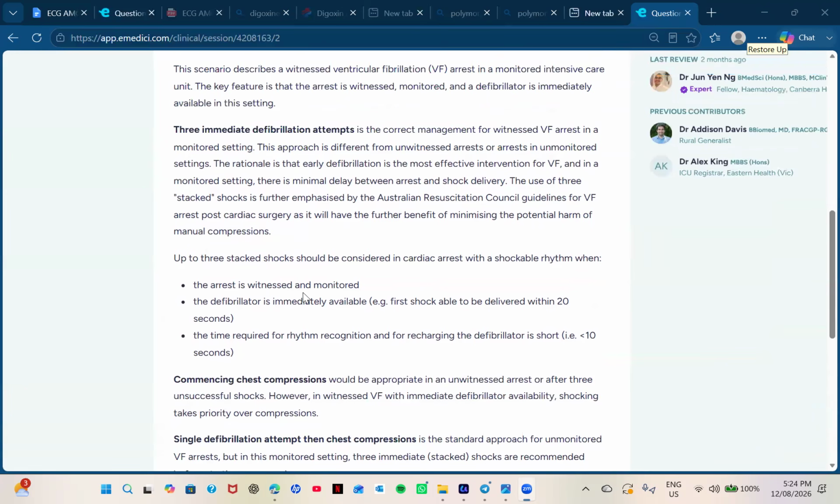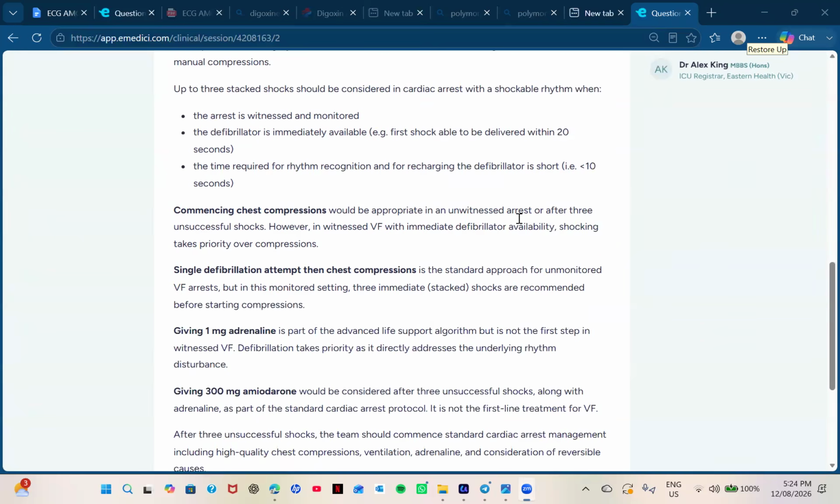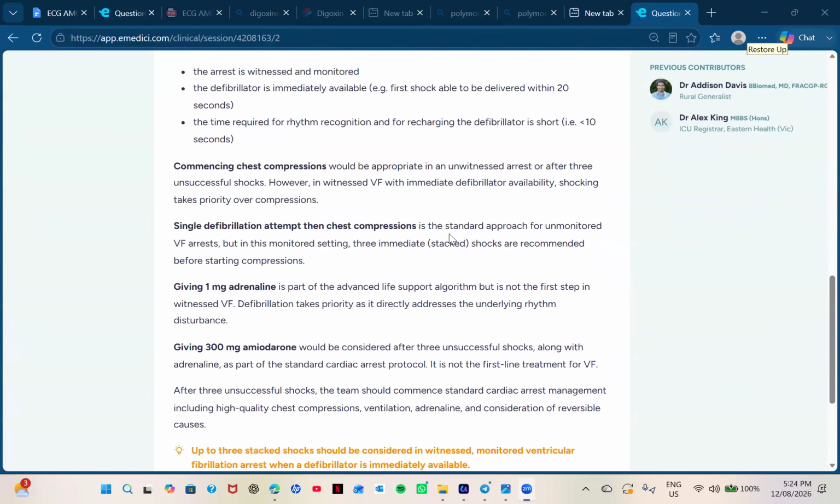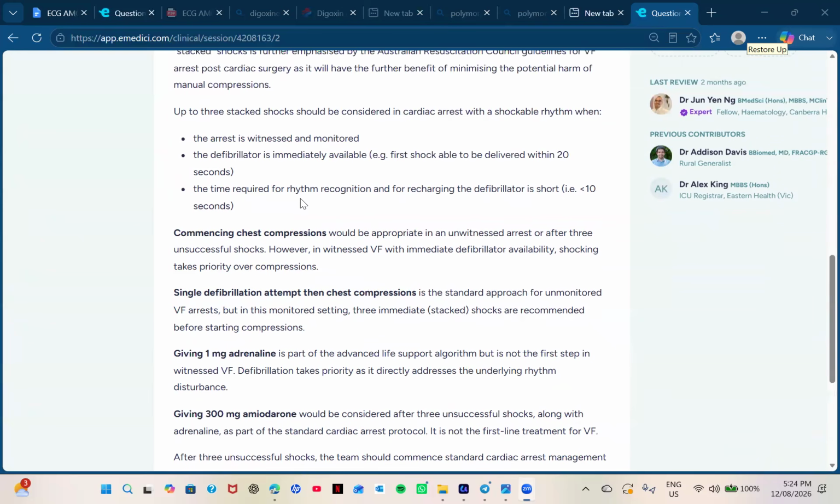If you are not very familiar with this topic, doctor, please pay attention to this part. If it is witnessed ventricular fibrillation and a defibrillator is immediately available, we just start with the shock. Otherwise you might think, why not chest compression? That would be appropriate in unwitnessed arrest or after three unsuccessful shocks. However, in witnessed VF with immediate defibrillator availability, shocking takes priority over compression.